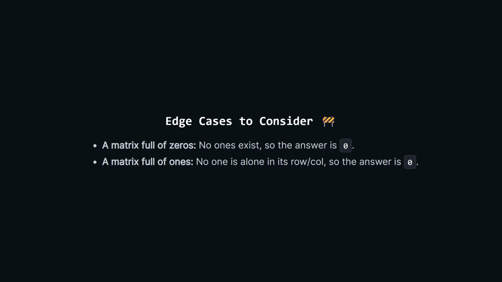Before we write code, it's always good to think about edge cases. What if the grid is entirely zeros? Well, a special position has to be a 1, so there would be 0 special positions. What if the grid is completely full of 1s? In that case, no single 1 is ever alone in its row or column, so the answer is again 0. Keeping these extremes in mind helps us ensure our logic is sound.